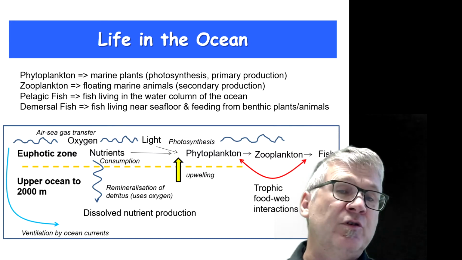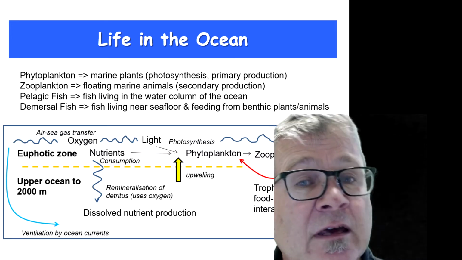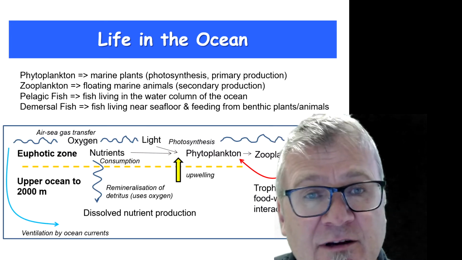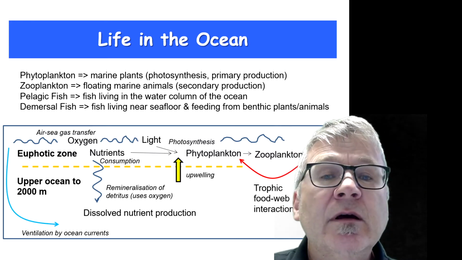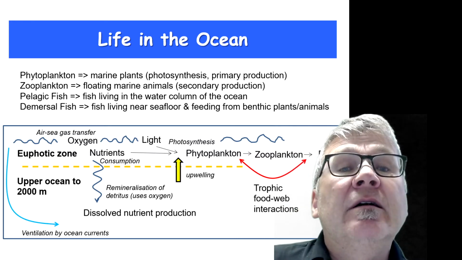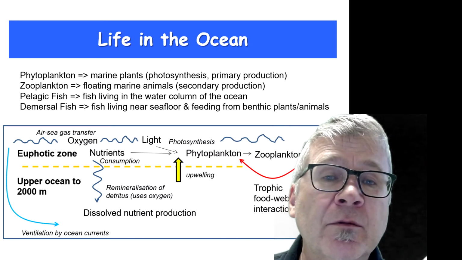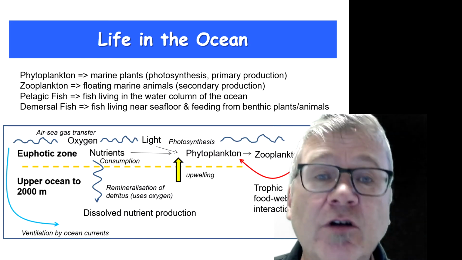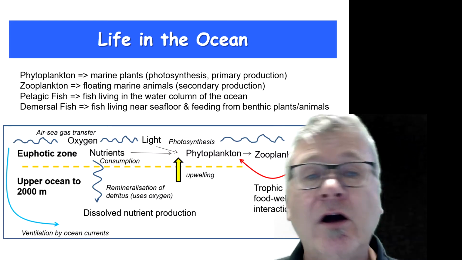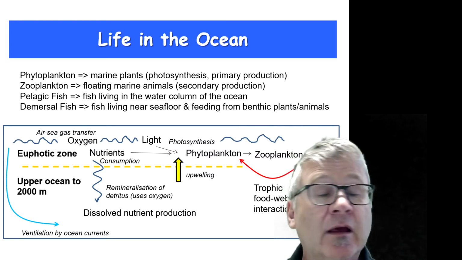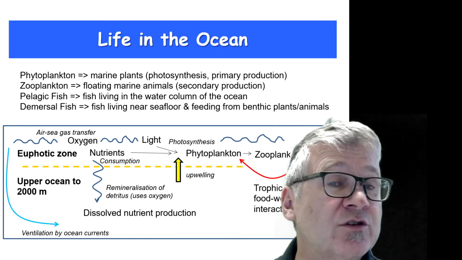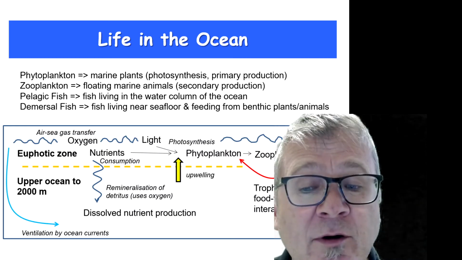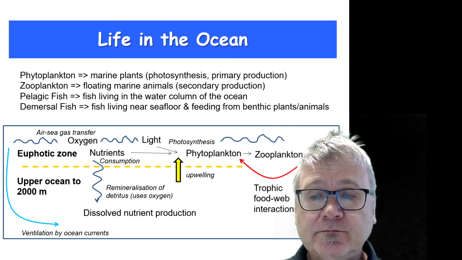Oxygen is produced in the surface ocean through photosynthesis, and there's also an air-sea exchange of oxygen. But the bacteria that reconvert the particulate nutrients into dissolved nutrients use up oxygen. So the oxygen concentration drops further deeper in the ocean. We'll talk about the details later on.